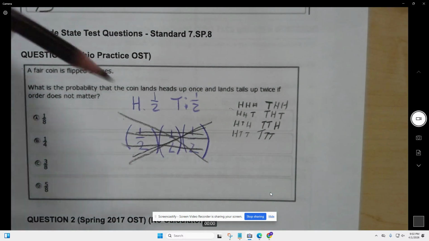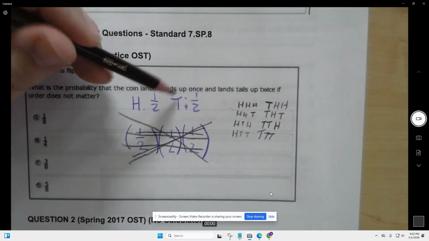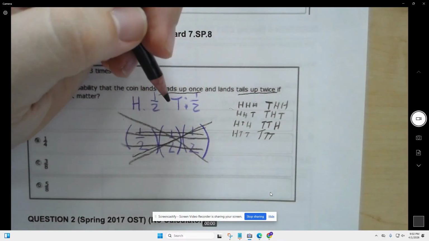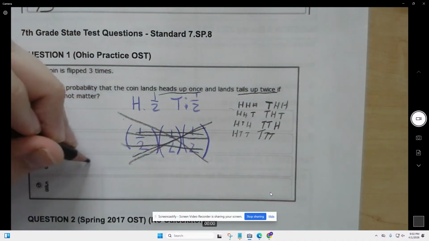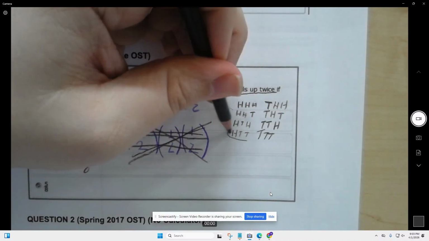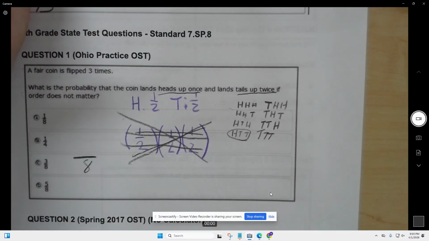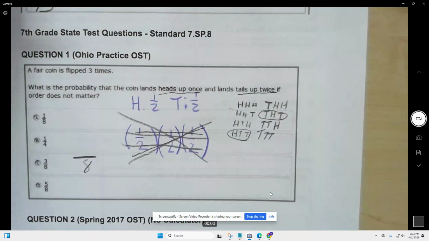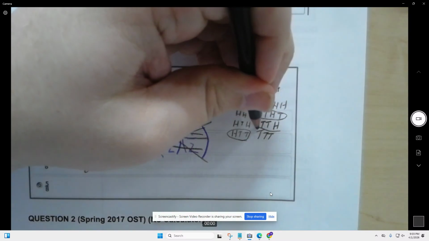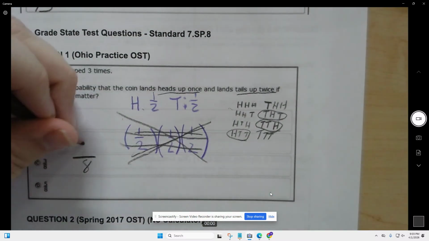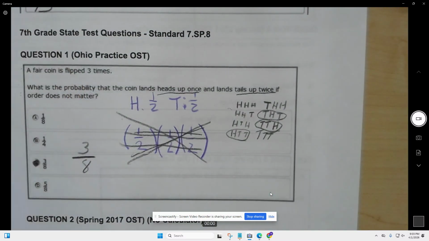So the question says, what is the probability that the coin lands heads up once and lands tails up twice? So we need to look for how many options. There's 8 total options. How many options does that happen? So look for, here's heads, tails, tails. That's 1 heads and 2 tails. Here's tails, heads, tails. That's 1 head and 2 tails. And here's tails, tails, heads, which is 1 head and 2 tails. 3 possible options out of 8 makes 3 out of 8.